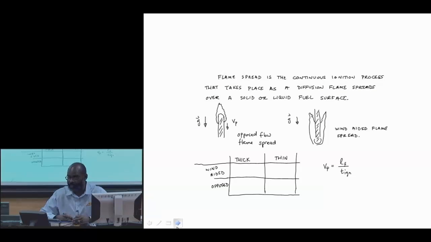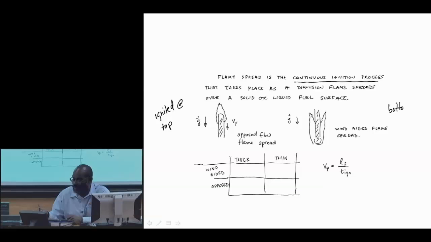So we've said this. I'm just going to, again, highlight it. Flame spread is this continuous ignition process, and it takes place as a diffusion flame spreads over a solid or liquid fuel surface. This is the opposed flow flame spread. This is when this was ignited at the top of the fuel packet as compared to a bottom ignition process, which is called wind-aided.